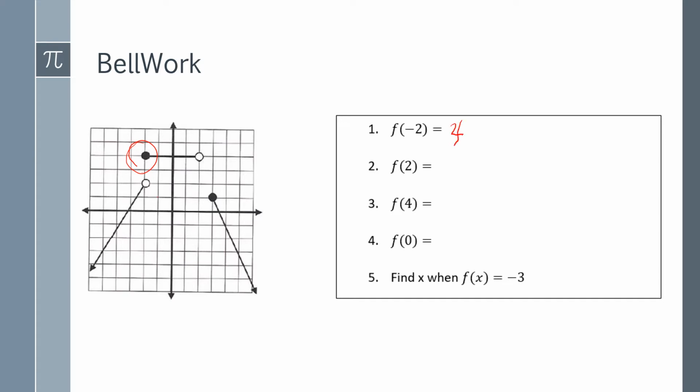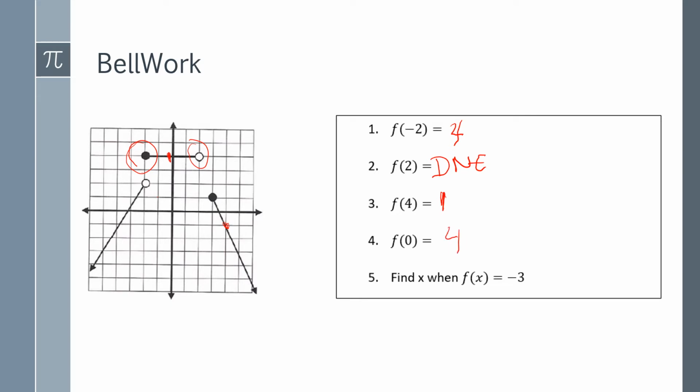f of 2, 1, 2 is an open circle. And so actually we would say that does not exist, or you could also call it undefined. I'll accept either answer. f of 4, 1, 2, 3, 4. We go down, it looks like it's 1. f of 0 would be here, which would also be 4.